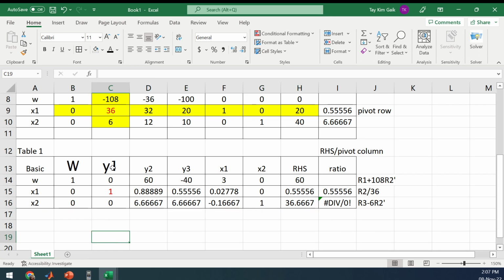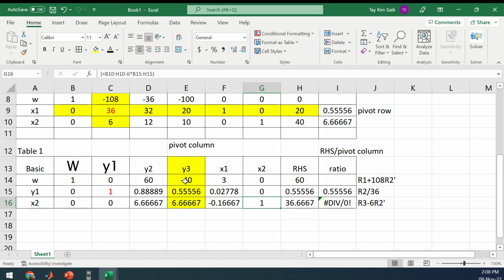So after we pivot at Y1, we notice Y1 goes in as a basic variable. And then you notice you still have a negative column in Y3. That's why Y3 now becomes the pivot column, because you still have a negative value in the objective function. Then we need to repeat the process until there's no more negative value in the objective function. Then the solution is optimal.